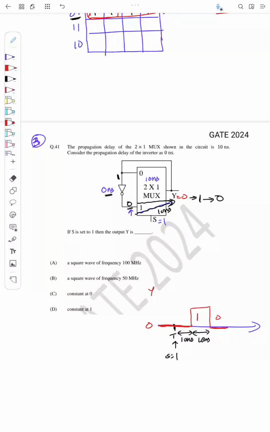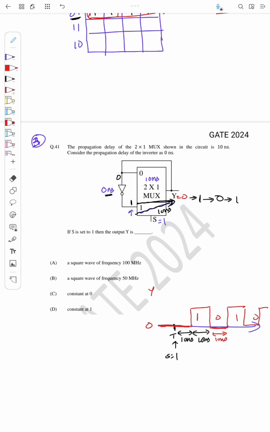Again when the output becomes 0, the input to the inverter is now 0, the output of the inverter is 1 with 0 nanosecond delay, and now this 1 will propagate to the output after 10 nanosecond. So after 10 nanosecond the 0 again becomes 1, and this will repeat.